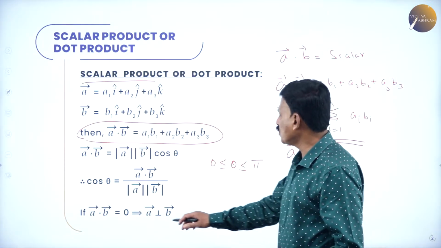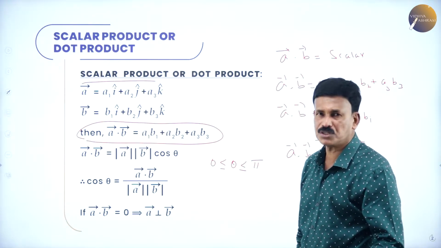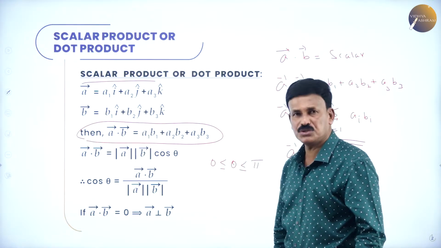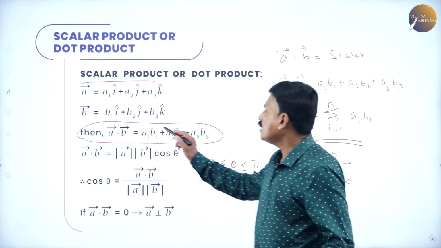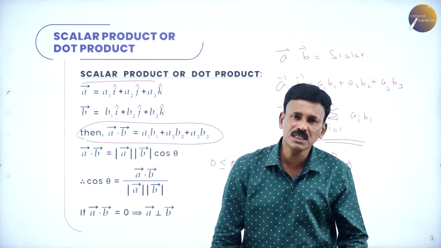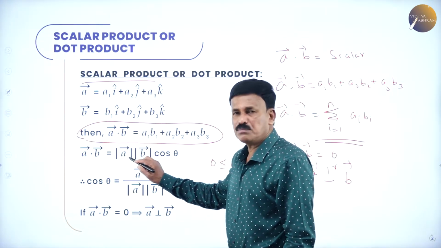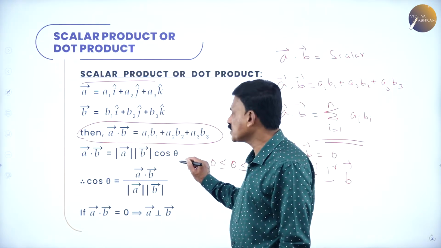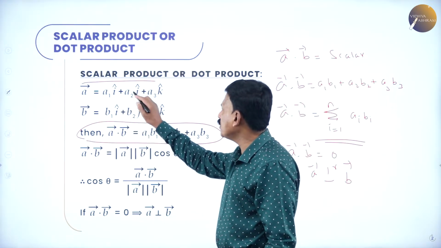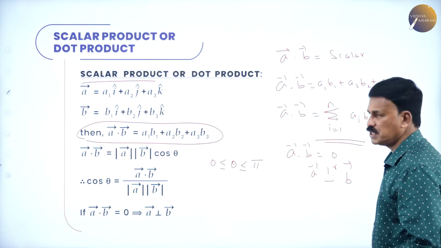If dot product is equal to 0, then the vectors A and B are said to be perpendicular. Vector A is perpendicular to vector B. So vector A is equal to A1 i cap plus A2 j cap plus A3 k cap and vector B is equal to B1 i plus B2 j plus B3 k. Then the dot product is defined by A dot B is equal to length of A into length of B into cosine of angle theta. A dot B can also be written as A1 B1 plus A2 B2 plus A3 B3, that is sigma i equal to 1 to n of Ai Bi.